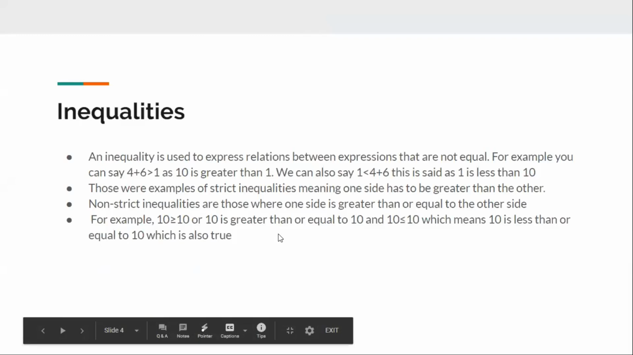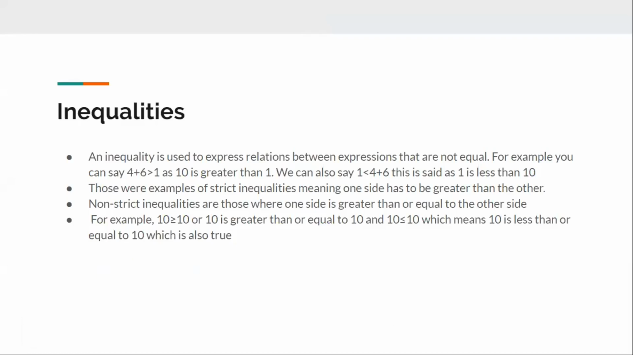Okay, so for inequalities, an inequality is used to express relations between expressions that are not equal. For example, you can say 4 plus 6 is greater than 1, as 10 is greater than 1. This symbol, like the open part at the end, is for the greater than side. And we can also say 1 is less than 4 plus 6, as 1 is less than 10. Those are examples of strict inequalities, meaning one side has to be greater than the other. And then non-strict inequalities are those where one side is greater than or equal to the other side.